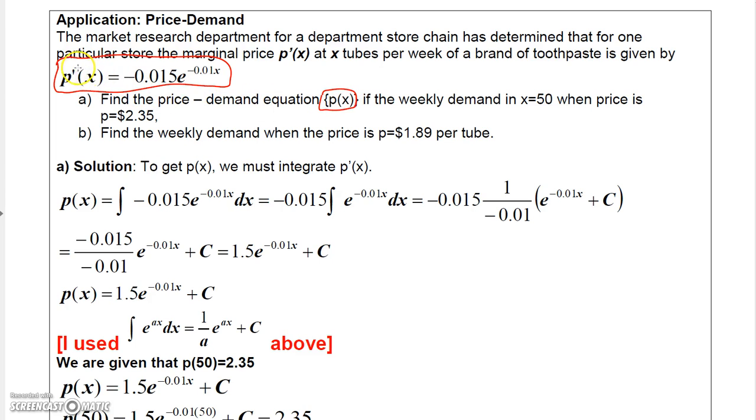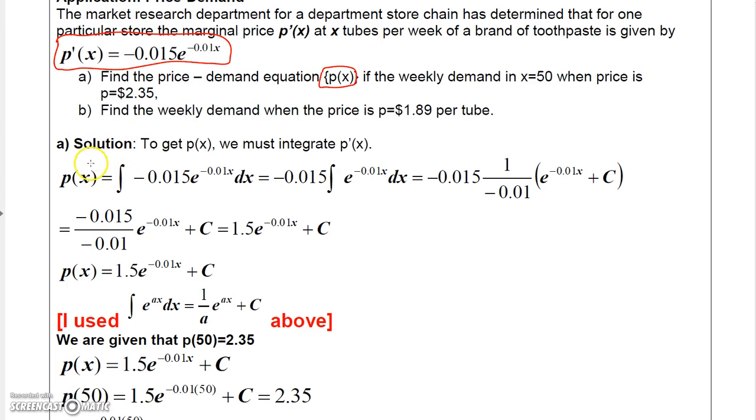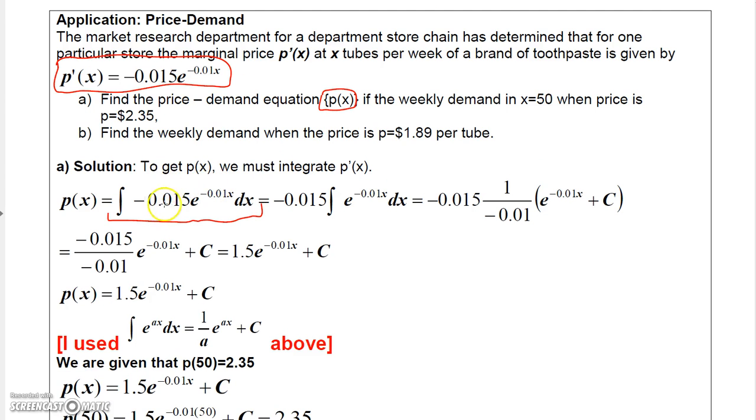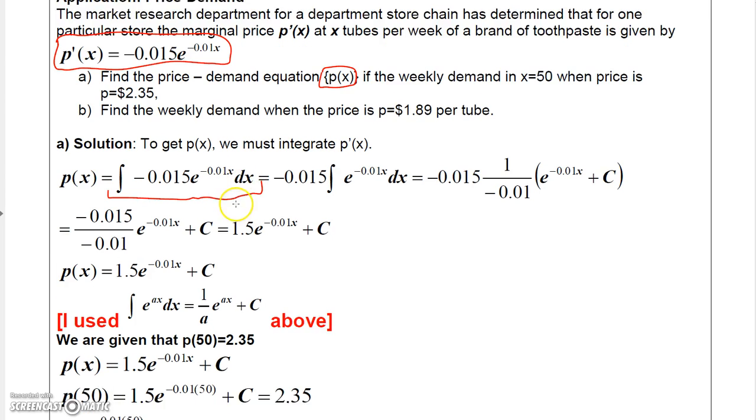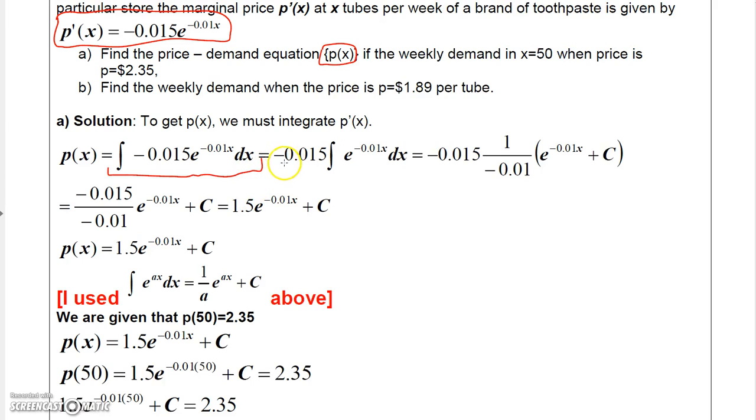Well, if we know what P prime is, and now that we know how to integrate, we can get P. So basically, let's see what we can do to get P. Well, P would have to be the antiderivative of P prime. So P would be the antiderivative of, and here's P prime inside this integral. So P would equal the integral of minus 0.015 e to the negative 0.01x dx. Now I could use my little trick here that I showed you. So I have negative 0.015, I pulled it on the outside.